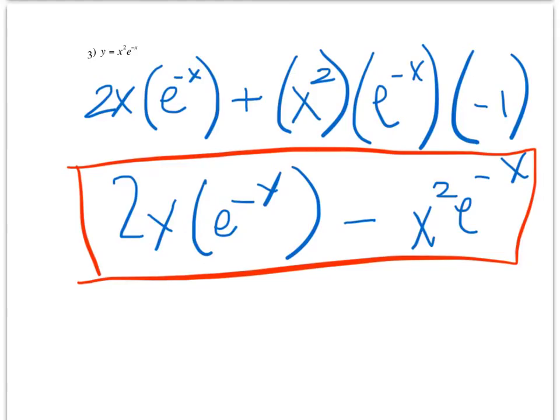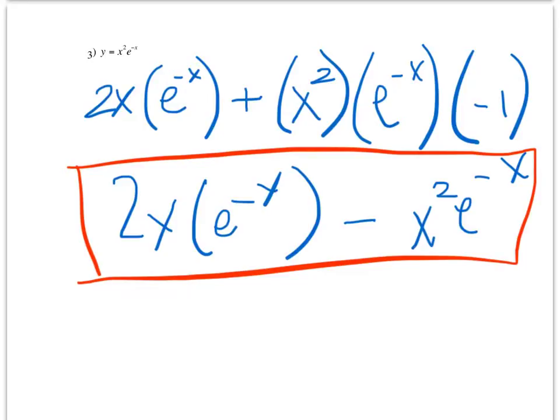Now y equals x to the second power times e to the negative x. So first you take the derivative of x squared, which is 2x, and you leave the inside the same. Then you leave the outside the same, and you take the derivative of the inside. e to the negative x will stay the same, so you keep that the same, and then you take the derivative of negative x, which is negative 1.